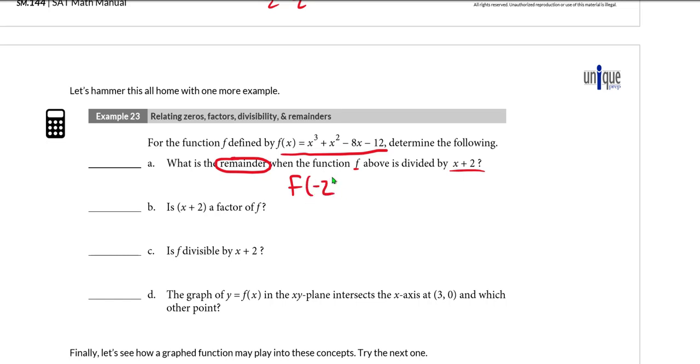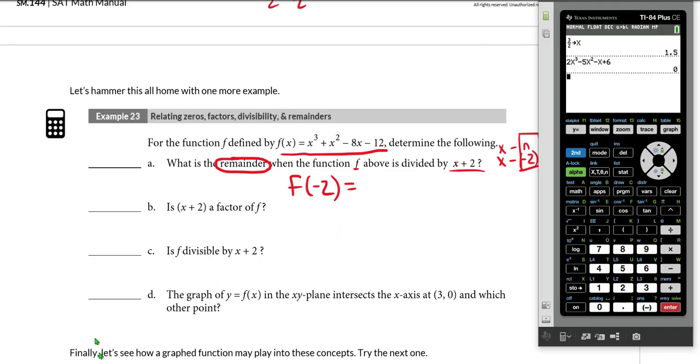Remember what we do? We take our n value, which is the 0 that is associated with this factor. We can also look at this as x minus negative 2, so the n is negative 2. We take that n value, we plug that n value into the function, and whatever value we get out is our remainder. Again, I'm going to do this wisely. This is a calculator question, so I am going to do negative 2. I'm going to store it.